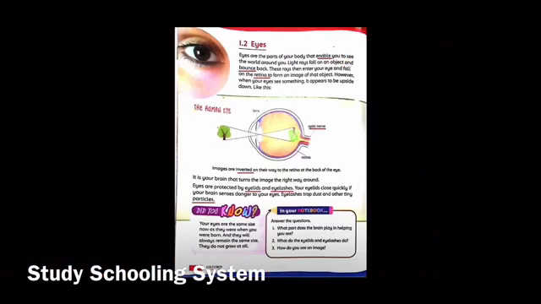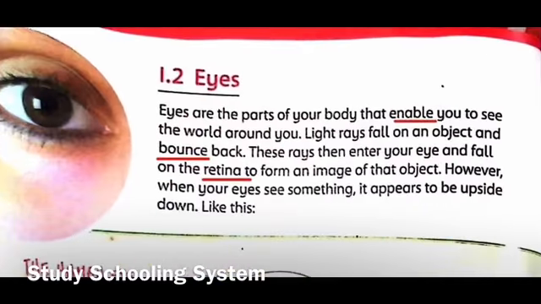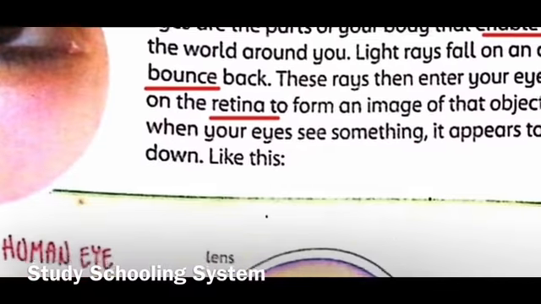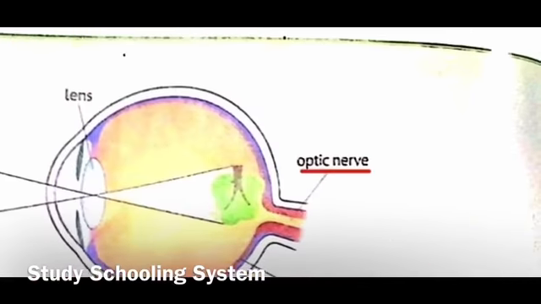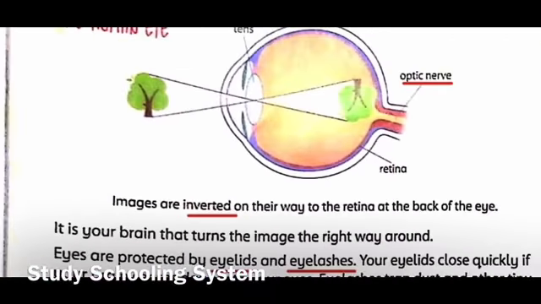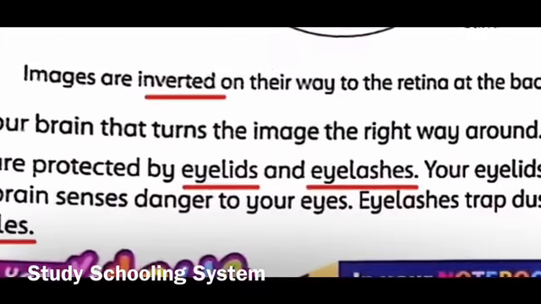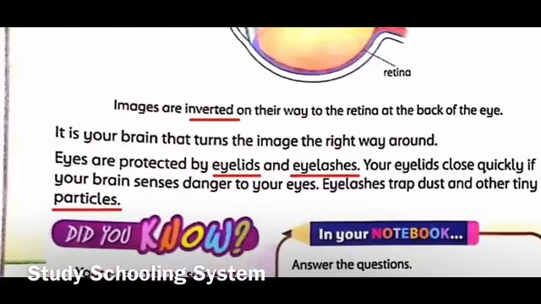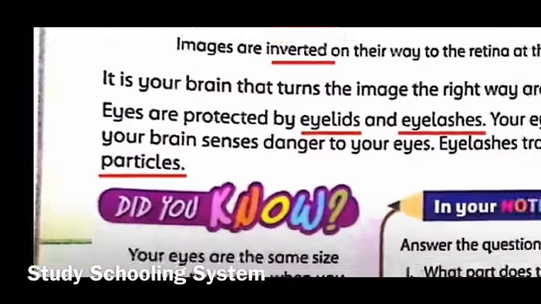Okay, so we're done with the topic, so let's start with our hard words. I have underlined them and you should too. Number 1 is enable, then bounce, then retina, next optic nerve, inverted, eyelids, eyelashes, and lastly, particles.